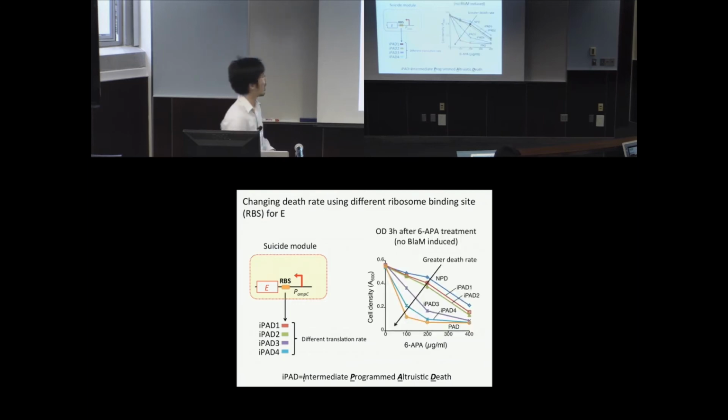And first I characterized these variants. On the x-axis, I'm changing different doses of 6-APA, and on the y-axis, I'm plotting cell density after 3 hours of 6-APA treatment. So that mirrors how much lysis has happened. The blue one is the NPD strain, which doesn't have any E gene, lysis gene, and the orange one is the original PAD strain. So iPAD 1 through iPAD 4 nicely sit in the middle. So I now have a gradient of lysis, degree of lysis.